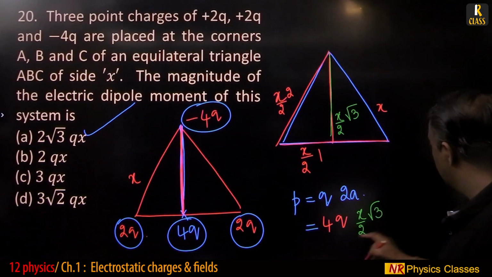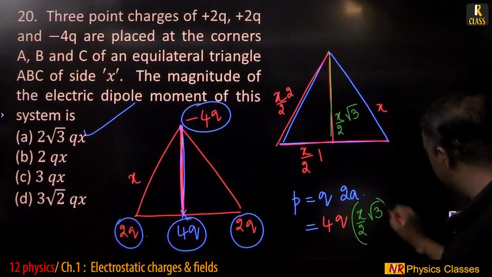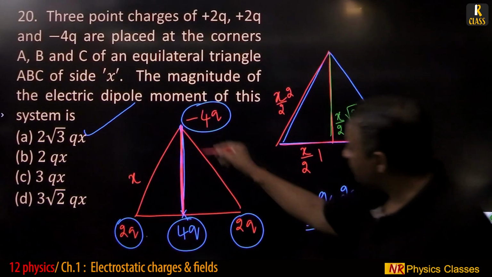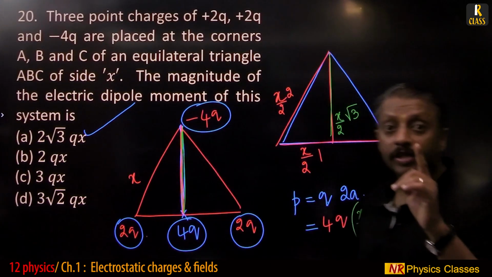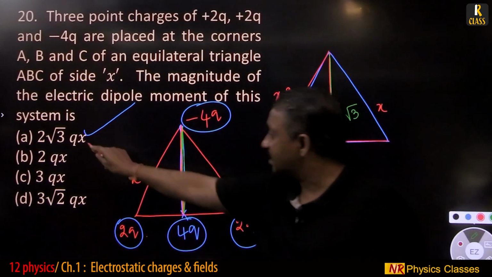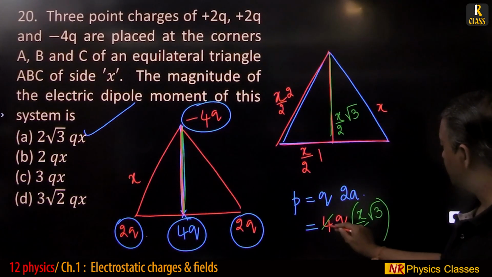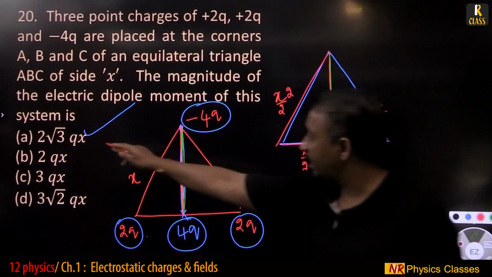See? Magnitude of charge is 4q. Distance is this. Root 3 is there in the numerator. So whenever we find that this length is involved, there should be a root 3 term. That's why this is the answer. If you simplify this, 2 one time, 2 two times, 2 root 3 qx.